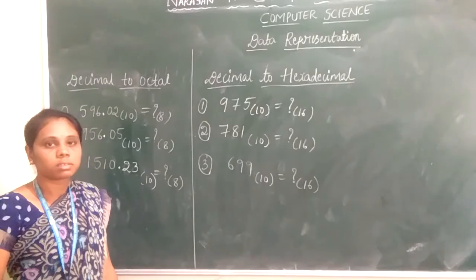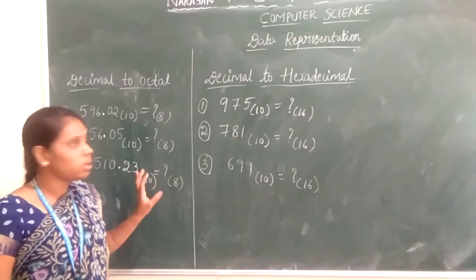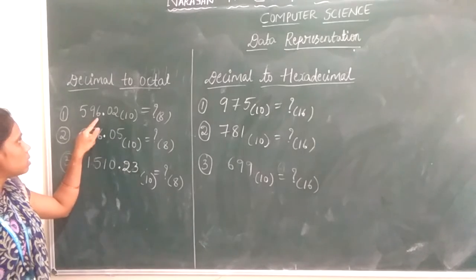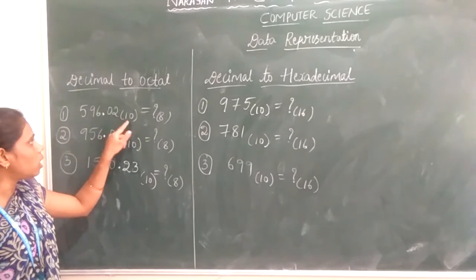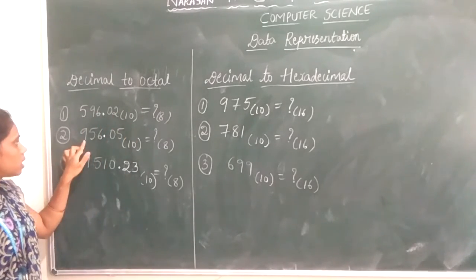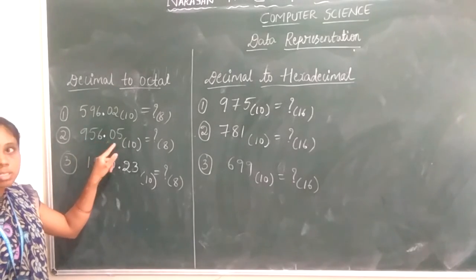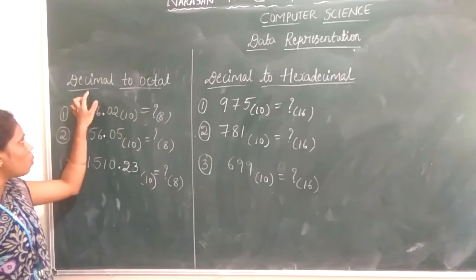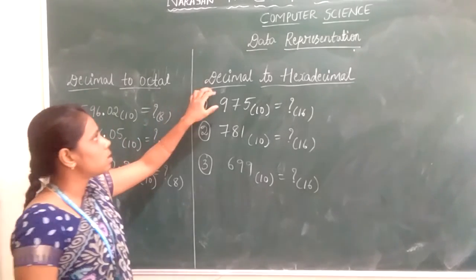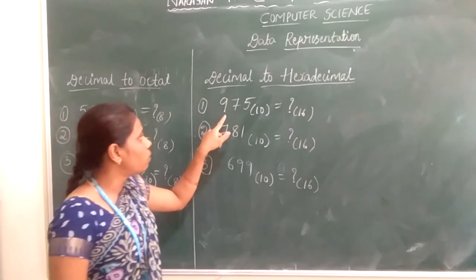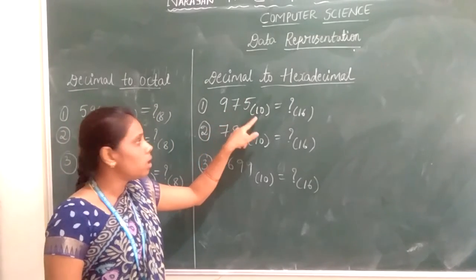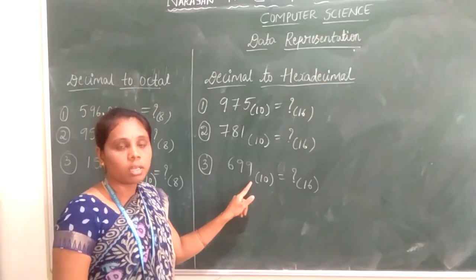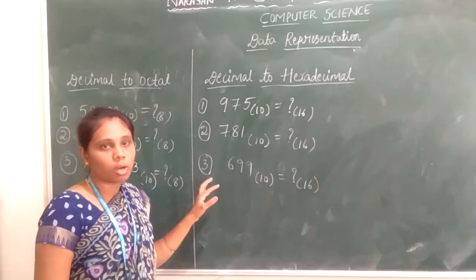So now take down the assignment questions for decimal to octal, that is 596.02. You need to convert this to octal. Now, next problem is 956.05. Next is 1510.23. So this is about decimal to octal. Next, decimal to hexadecimal. First problem is 975. Next problem is 781. Third one is 699. So we'll discuss next topics in the next sessions.